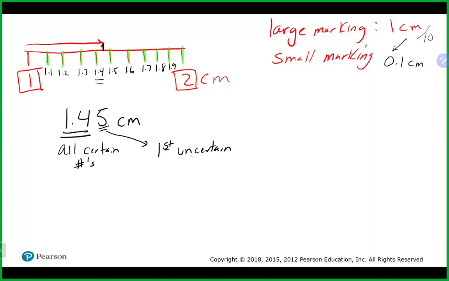Or sometimes people refer to this as the estimated digit or estimation type digit. And whenever you take a proper measurement, you should always record all the certain numbers, whatever numbers are certain, and that very first uncertain number where there is some type of estimation that's going to happen.